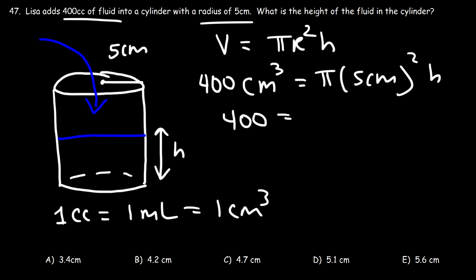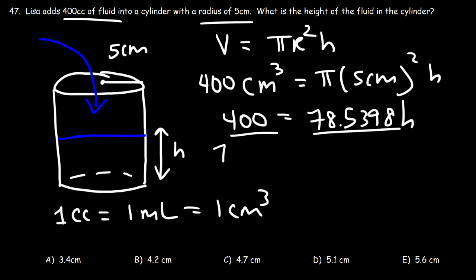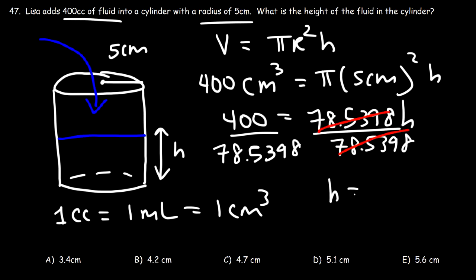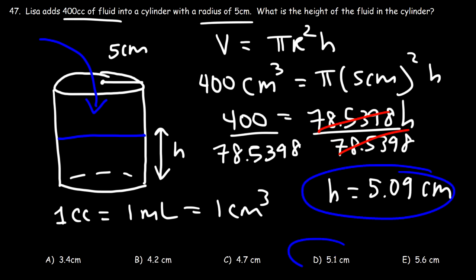5 squared is 25, and 25 times pi as a decimal, that's about 78.5398 times H. So now let's divide both sides by this number. So H is going to be 400 divided by 78.5398. And so the height of the fluid in the cylinder is going to be 5.09 centimeters. And so we could round that and say it's approximately 5.1, which means D is the right answer.